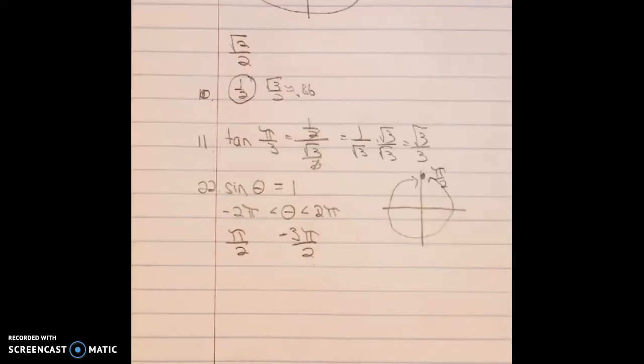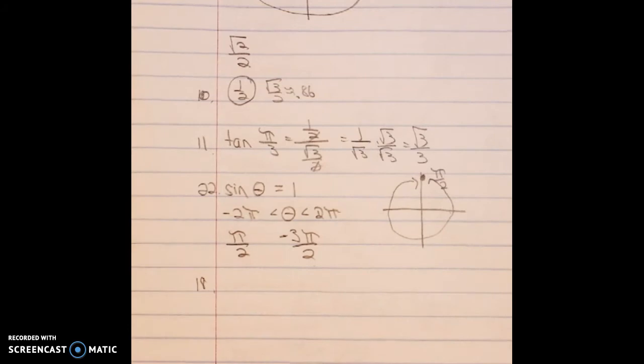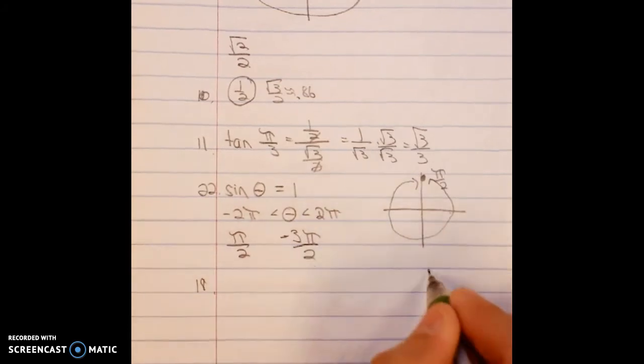Okay, I left off on question 22, and I'm not sure what happened, but I forgot to do 18 to 21. So let's go back and take a look at those. So 18 says the sine of 5 pi over 4.